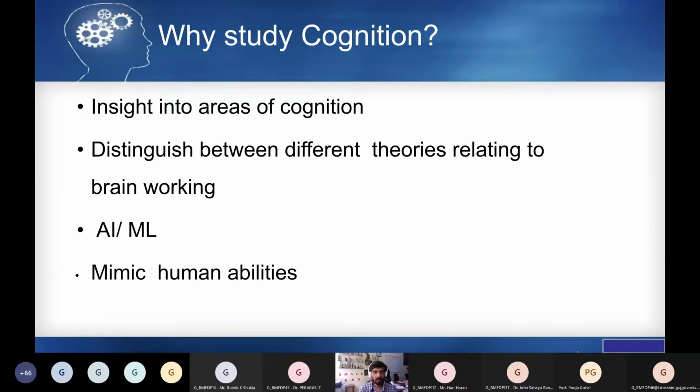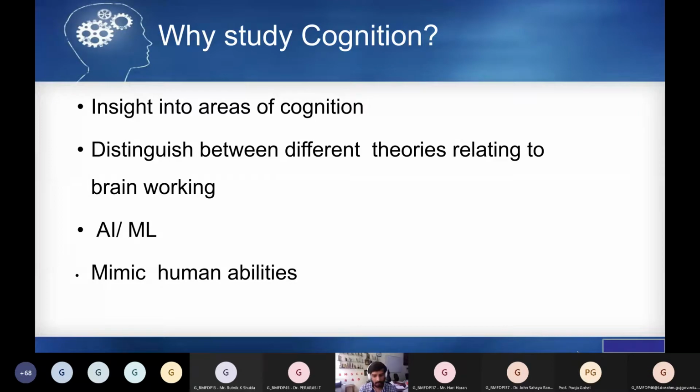Of course, nowadays everything is trending. I'm sure some other speakers are covering something related to artificial intelligence, machine learning, or deep learning, anything related to the field of biomedical engineering. Here also, they're trying to mimic the brain. That's why the words artificial intelligence, machine learning, deep learning came up. So again, you need cognition or cognitive neuroscience to understand how AI and ML can work, how your machine can work the way humans work.